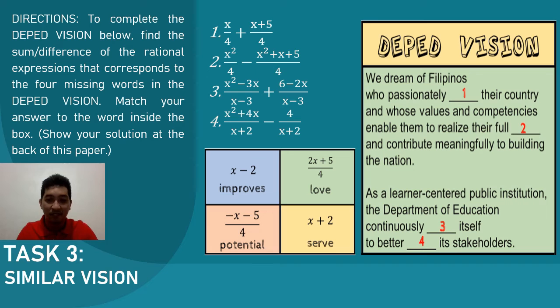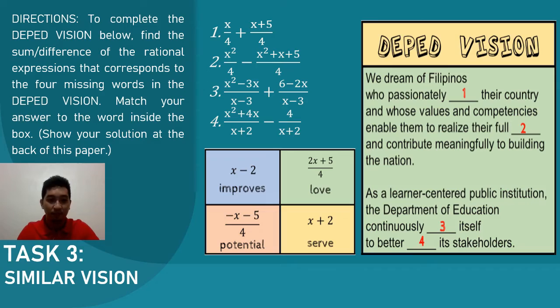Anong word ang katabi niya? Love. So, saan ko po isusulat yung love? Doon sa sinagot kong number 1. Dito po yun sa blank. Number 1. Okay? Don't forget to put the solution or to show your solution at the back of this paper.